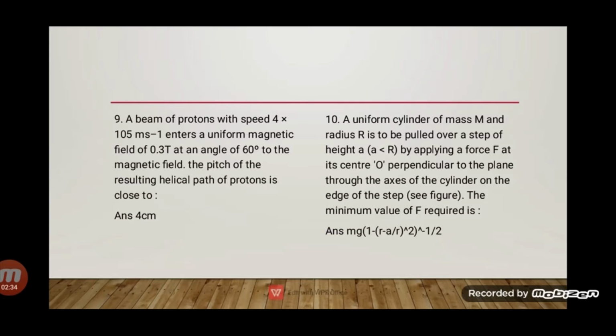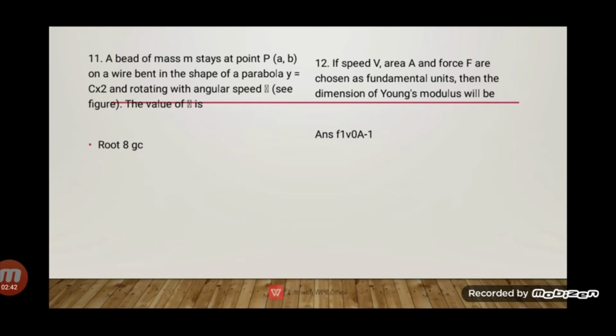The answer of this question is mg times 1 minus (r minus a upon r) whole square, under root. Question number 11: a bead of mass m stays at point P with coordinates a comma b on a wire bent in the shape of a parabola y equals c x square. Then the value of omega is under root 8gc.